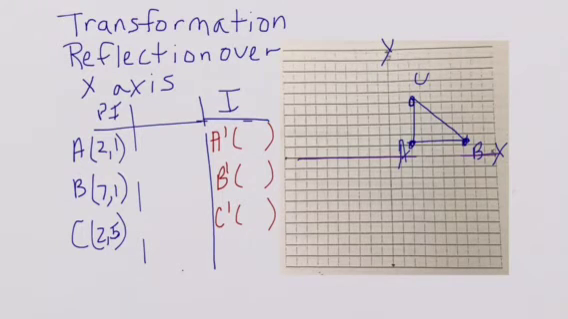So you're going to notice on the graph that the x-axis is in purple so that you can see that. What we're going to do is we're going to pretend that we're standing on the x-axis, and we're going to look to see which direction we had to go to get to A. We went 1 up, so we're going to do just the opposite, which is going to be 1 down, and that's going to be A prime.